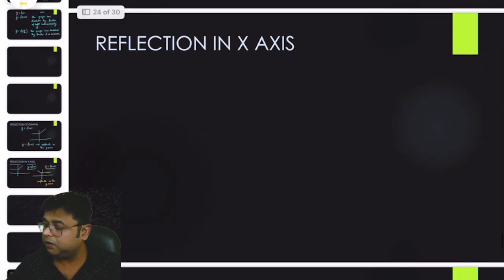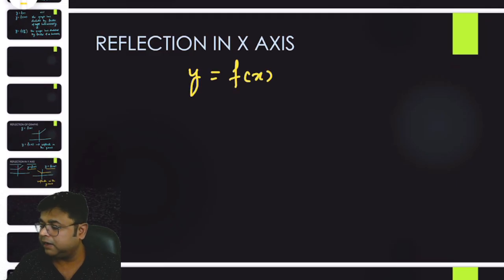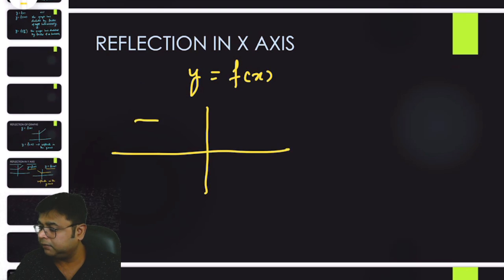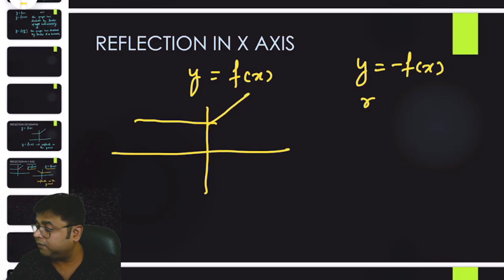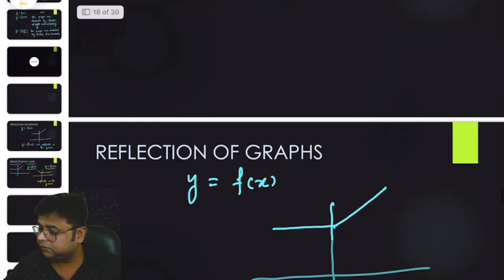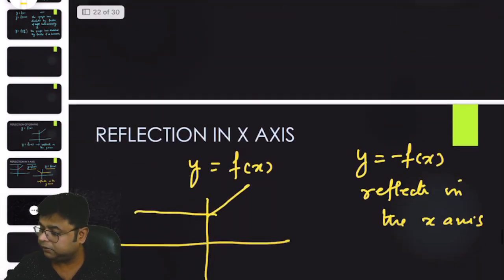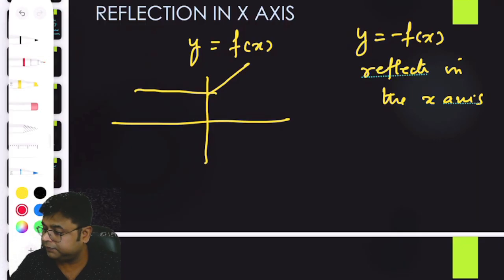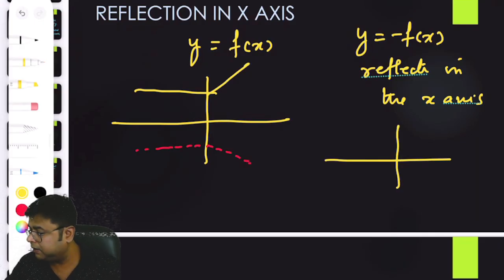Right. Now let's talk about reflection in the x-axis. If I say y is equal to f(x) has a graph like this, as I draw again, then y equal to minus of f(x) means reflection in the x-axis. Simple. So if I reflect the same graph in the x-axis, it will be like this. So the graph of this will look like this.